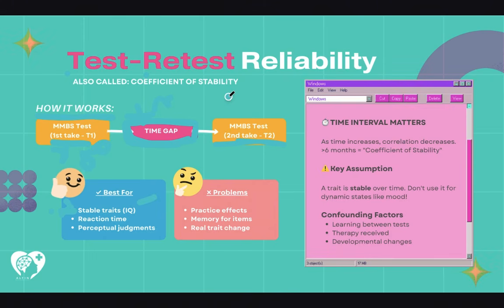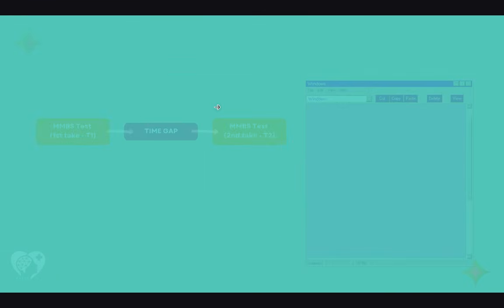This is not a good type for those. It is called the coefficient of stability. This is not good for traits or measurement tools that attempt to measure unstable traits like mood changes, etc. So next we have the alternate forms of reliability.